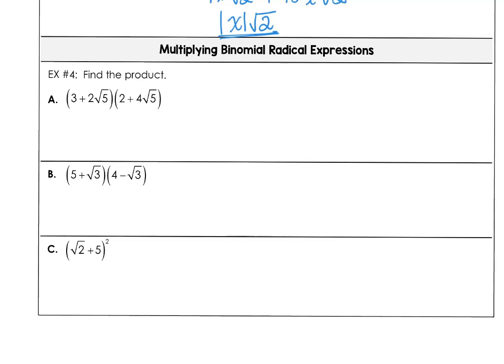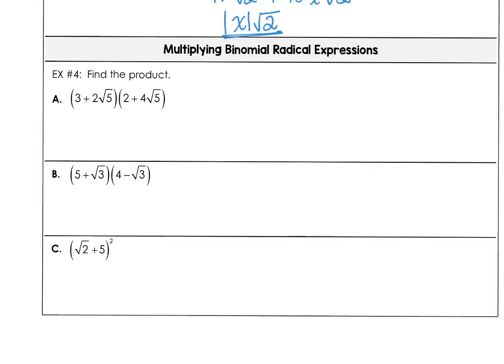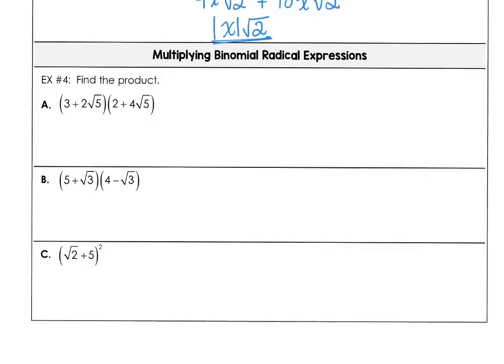So I hope you did that correctly. In example 4, we're going to multiply binomial radical expressions. So we want to use the distributive property twice, or you may call that foiling. But what I want to look at is I want to multiply 3 times both terms. So 3 times 2 is 6. And then 3 times 4 times the square root of 5 would be 12 times the square root of 5.